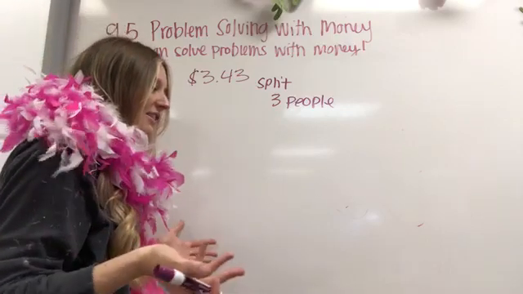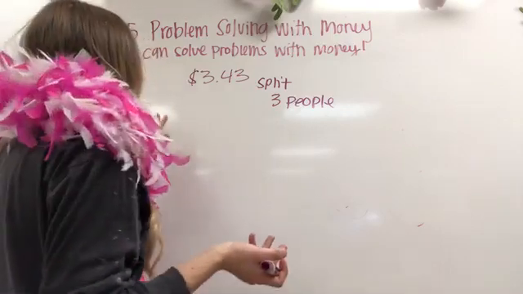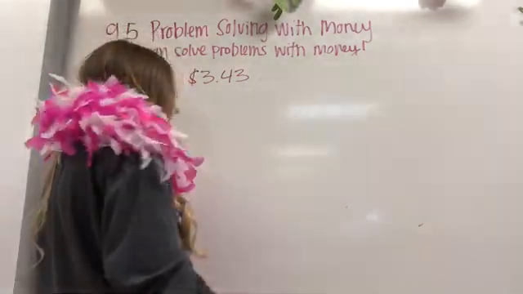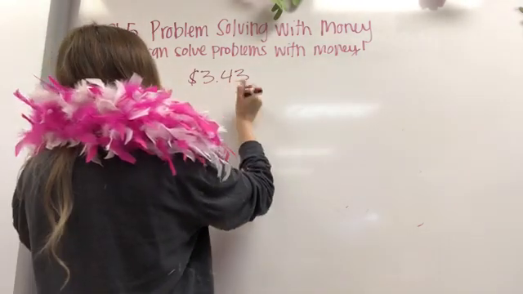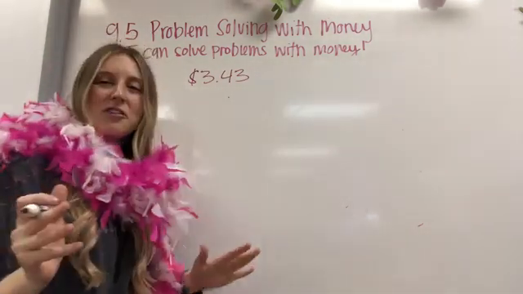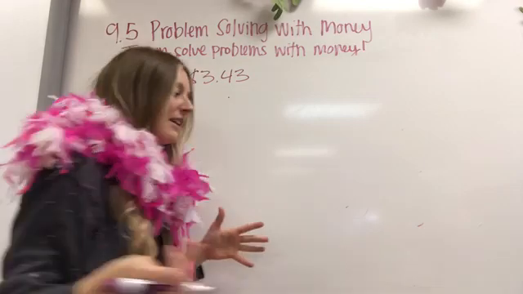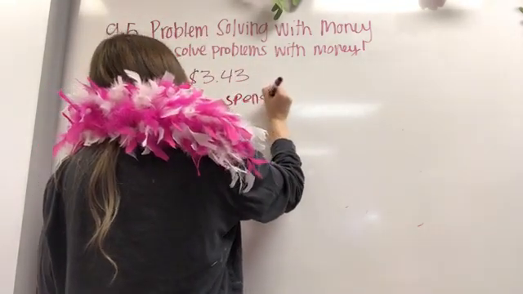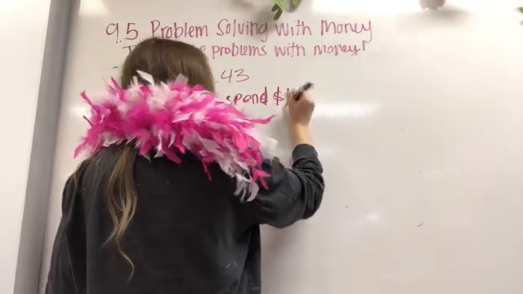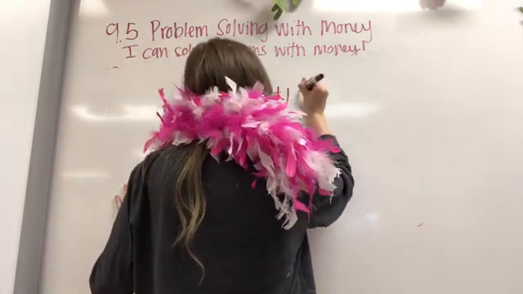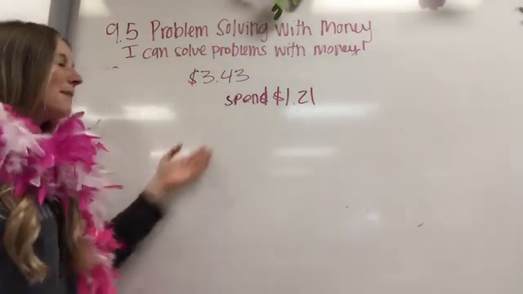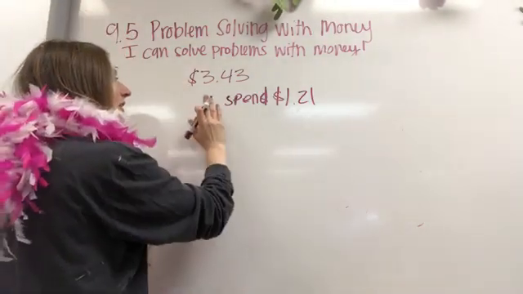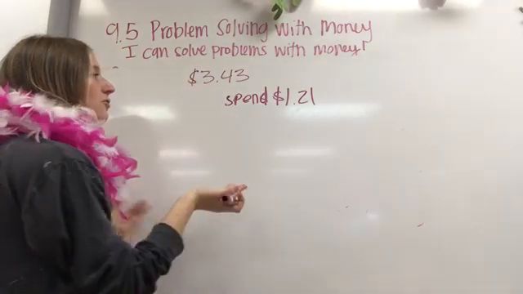oh my gosh, I read this problem wrong. Okay, I'm so sorry. Can you bear with me and say, Miss Gillette, you're out of control. I have $3.43, and then I'm going to spend some money. I actually want to show you a different type of money. Say I spend $1.21. Okay, maybe I bought some gum. I love gum.